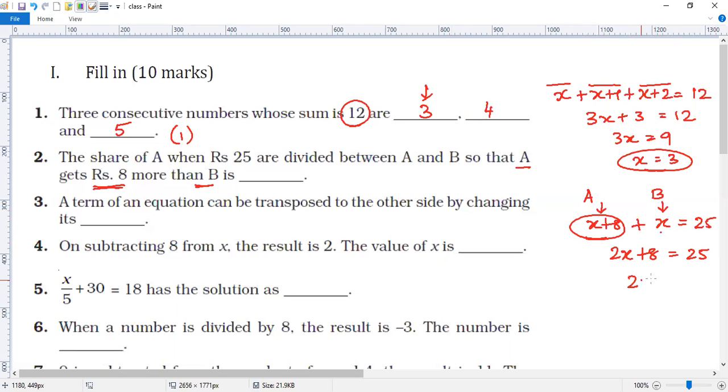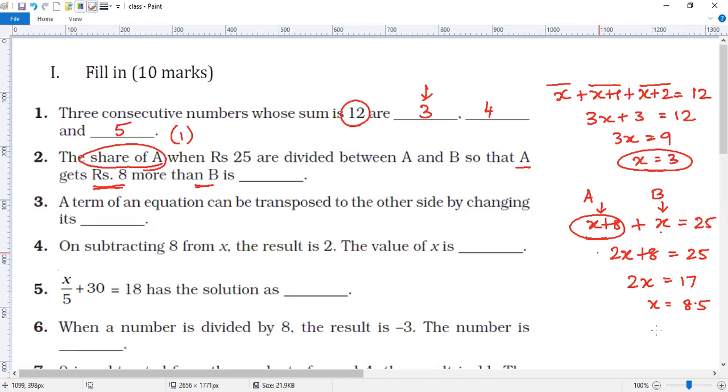So 2x is equal to 25 minus 8. What is it that you're getting? 17. Right? Yes, ma'am. So what is x? X is 17 divided by 2 and you will get the answer as 8.5. So 8 rupees 50 paise will be the share of B. An amount can have a decimal value as well, right? Yes, ma'am.